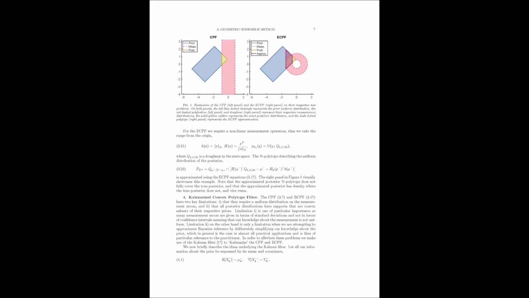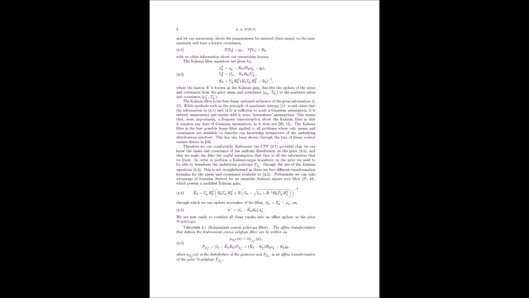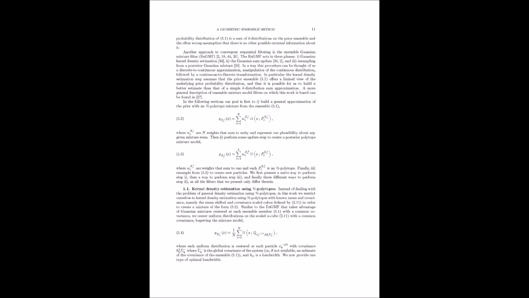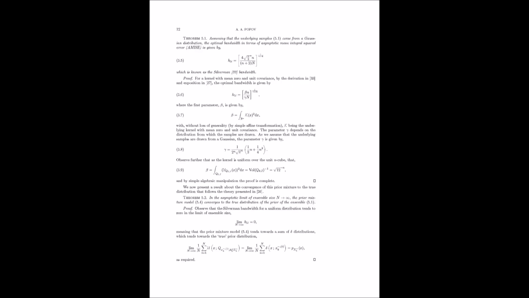Okay, and they present some numerical examples to show how these different filters perform. Yeah. And then they wrap up with some conclusions and future directions. So what are some of the key takeaways from this paper? Yeah, so I think one of the key takeaways is that this geometric approach to Bayesian inference is a really promising new direction. It has the potential to address some of the limitations of traditional methods, and they've shown that it can perform well in both low dimensional and high dimensional settings.